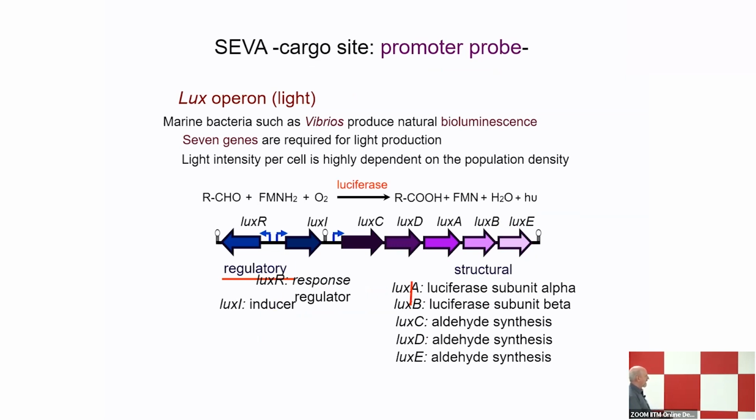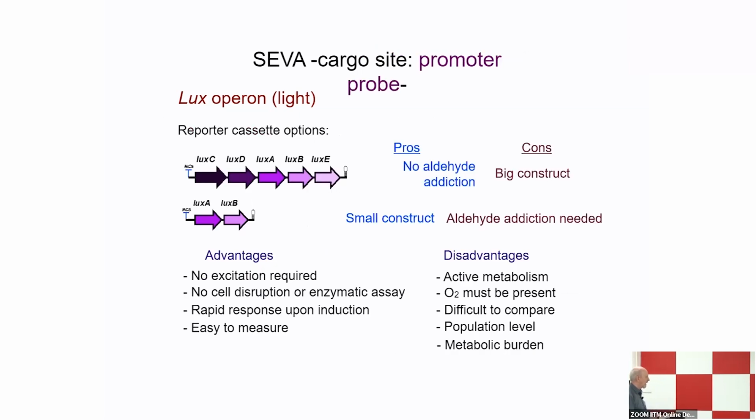Then you can have, for instance, a lux reporter, light that can be visible with the naked eye, or if not, with a luminometer. And in that case, what you have is an enzyme, a luciferase, that is formed by expression of all this bunch of genes here. And then you have the right promoter in front of these genes here. What you have is emission of light that you can see with your naked eye.